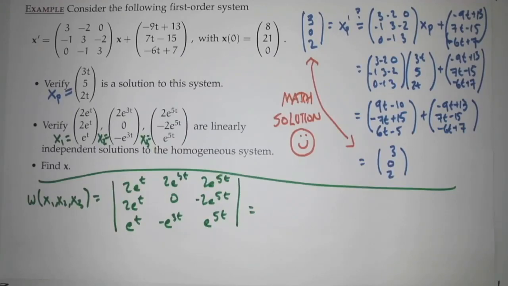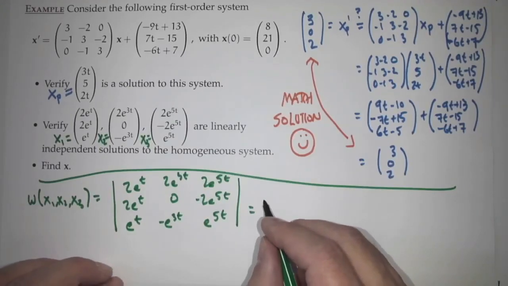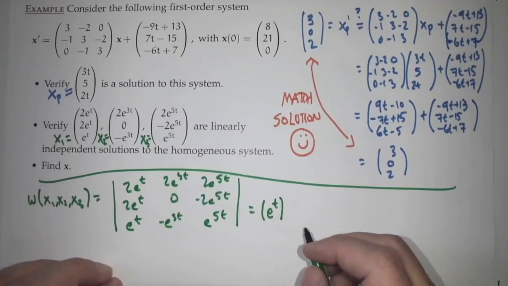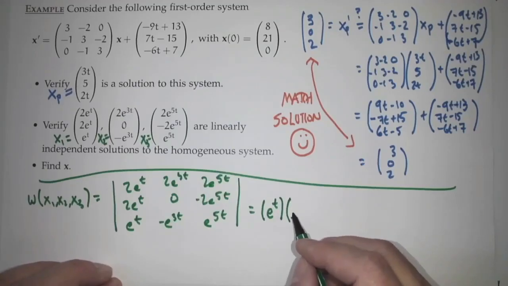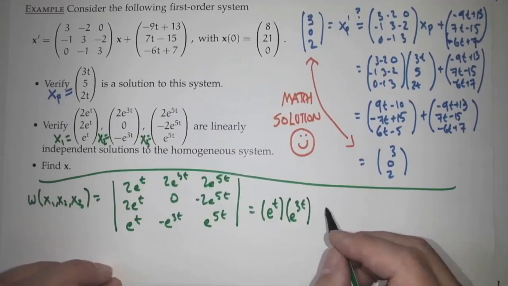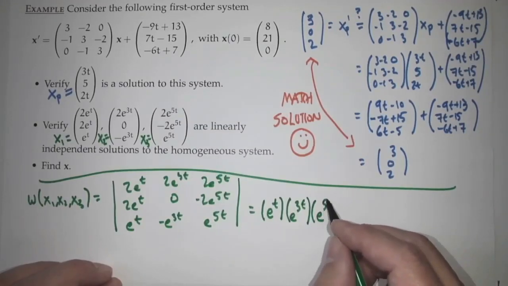Yeah, we can pull stuff out. What can we pull out? Okay, e to the t from the first column. Okay, e to the 3t from the second column. And pull out e to the 5t from the third column.